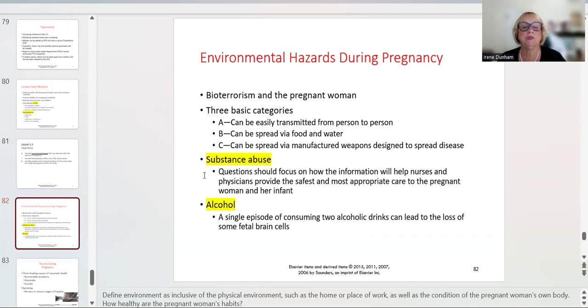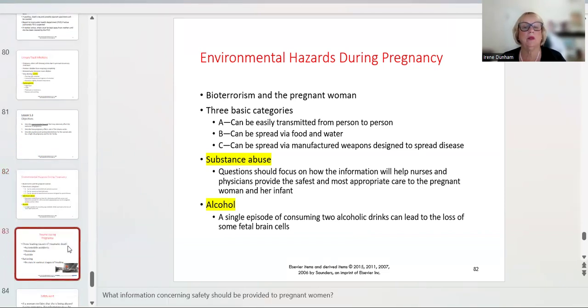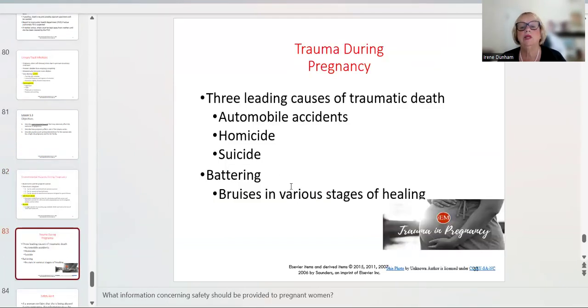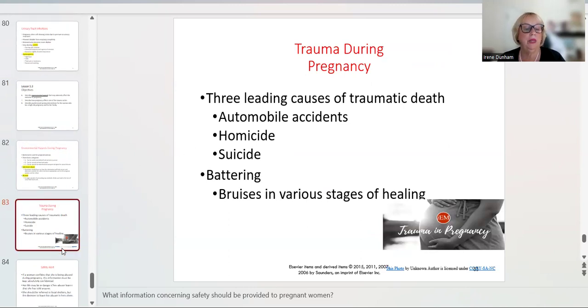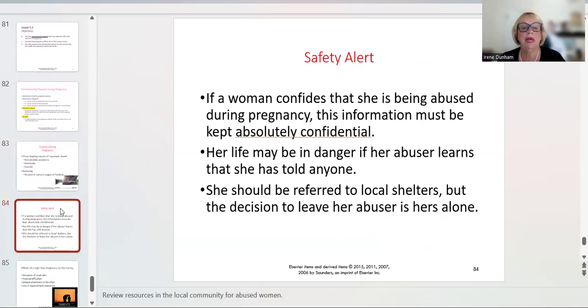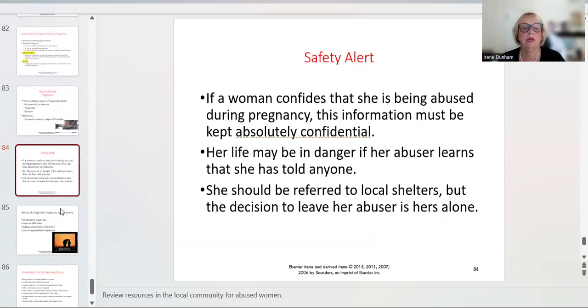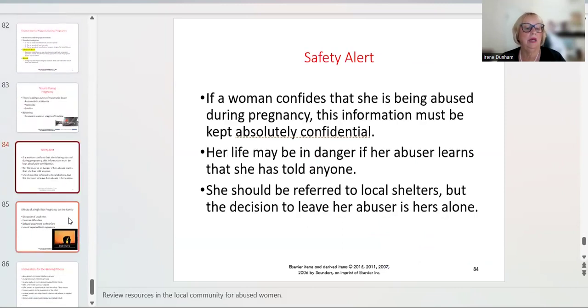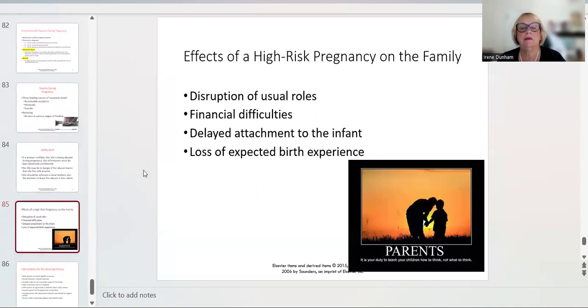And we talked about substance abuse also. We talked about all those. Okay. And trauma. I talked about trauma when I talked about placental abruption. And though it happens, all right. Let's see. High-risk pregnancy. And these are all the above complications for high-risk pregnancies.